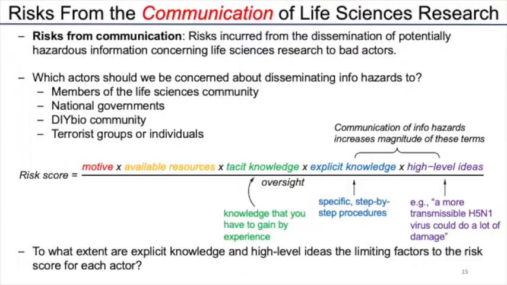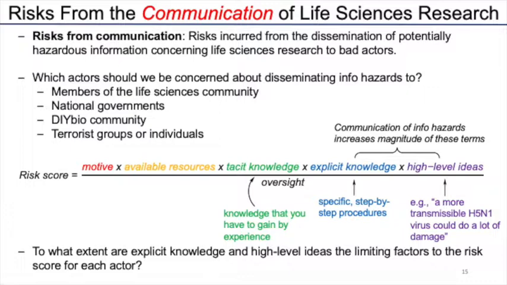To get a good sense of which of these actors we should be most concerned about in terms of info hazards, I think it's good to look at all the different factors that are involved in what is necessary to actually carry out a bioattack. So I listed all the different categories of factors that I think would be necessary to carry out a bioattack on the numerator. You need, of course, a motive to do so. You need enough resources to carry out an attack. Tacit knowledge here, which I've defined as knowledge that you have to gain by experience. So these are techniques that you can't really just read a procedure and necessarily follow correctly.